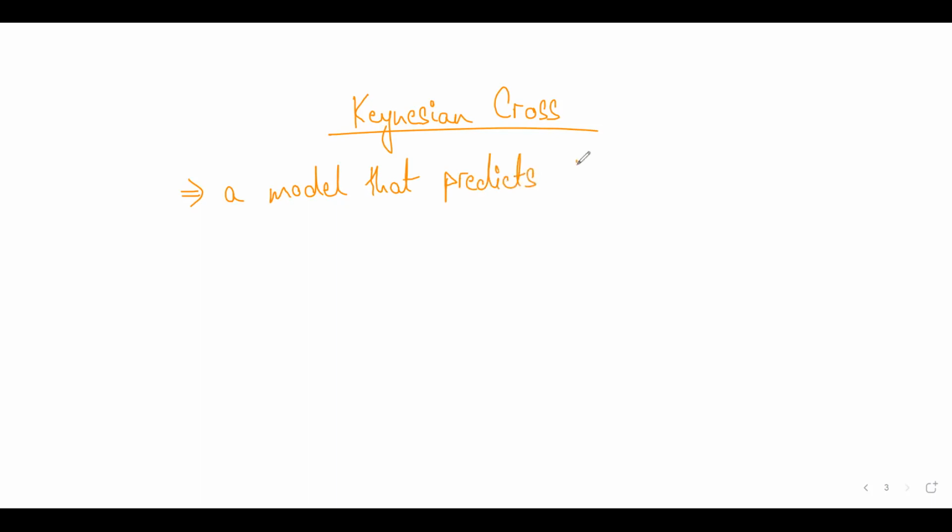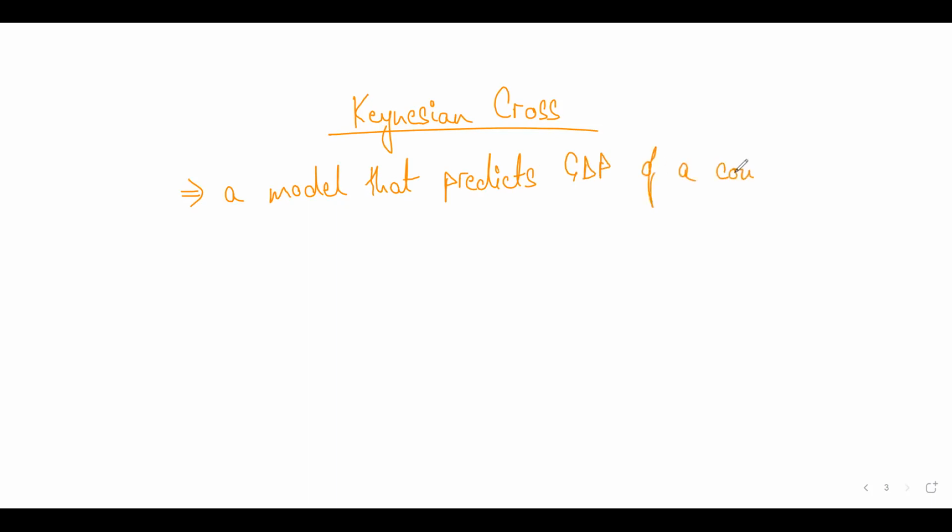Now, what is the Keynesian Cross? Keynes is a school of thought in economics, right? And the Keynesian Cross is a model that predicts the GDP of a country. So what is the Keynesian Cross? A model that predicts GDP in a country.